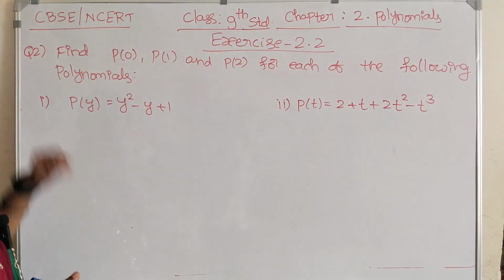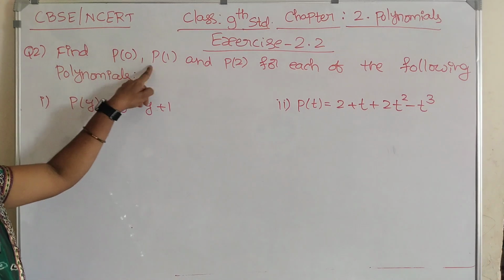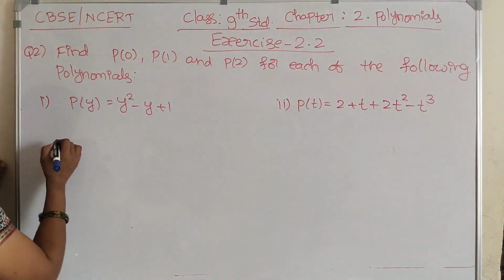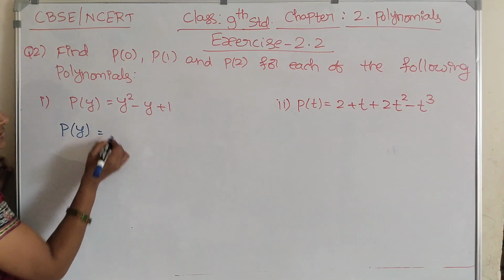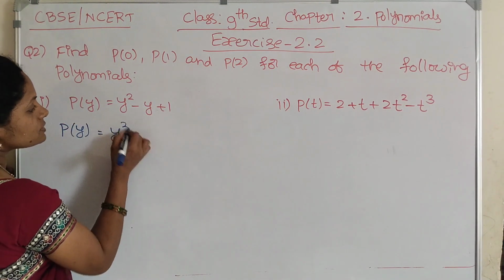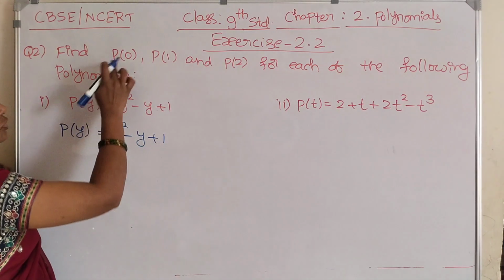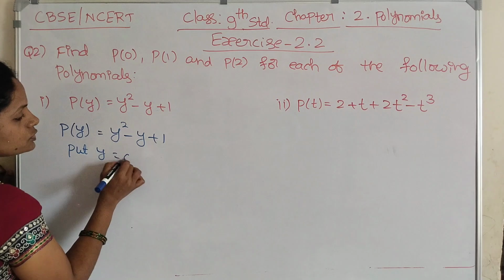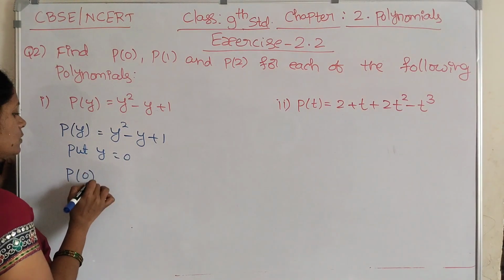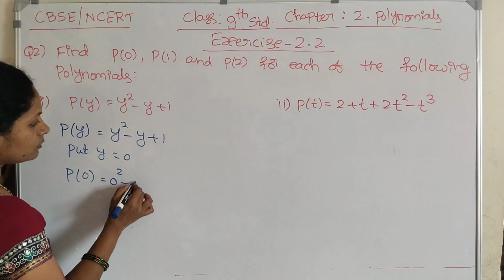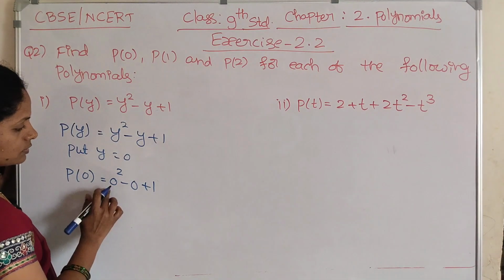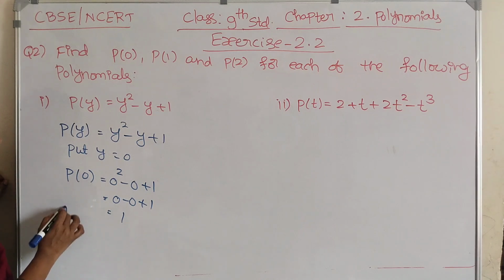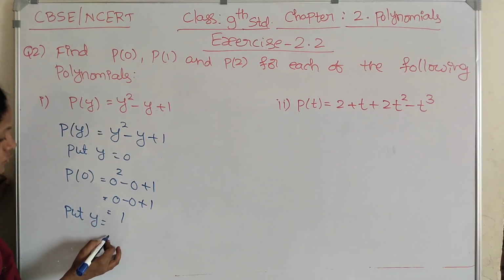Question number 2 is: find P of 0, P of 1 and P of 2 for each of the following polynomials. The first polynomial is given as P of y is equal to y square minus y plus 1. First of all, we have to put y is equal to 0. So P of 0 is equal to 0 square minus 0 plus 1, that is 0 minus 0 plus 1. This is the 1.